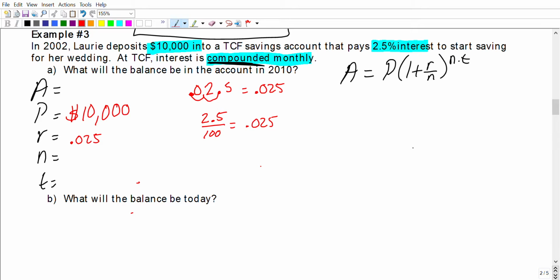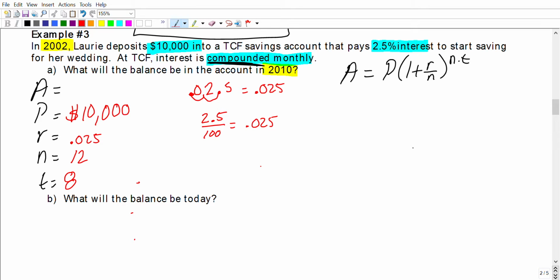All right, now it says at TCF, interest is compounded monthly. So our N is what? Monthly is every month, and how many months are there in a year? There are 12 months. Now, it looks to me like we're missing the A and we're missing the T, but one of those we could definitely find right from the problem. If the money was originally deposited in 2002, but then you're asking what the balance is at 2010, how many years have passed by? 8 years have passed by, right?